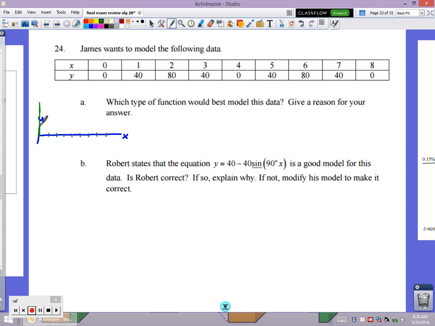Okay, so I'm going to go up here. So this is, say, 0, this is 40, this is 80. Sorry, and that's my y. All right, so 0, and then at 1 I'm at 40, and then I'm at 80, then I'm at 40 again, then back to 0, then back to 40, then back to 80, back to 40, back to 0. Okay, so if I go like this and connect those, I can see what type of function that is. And again, it's trigonometric.